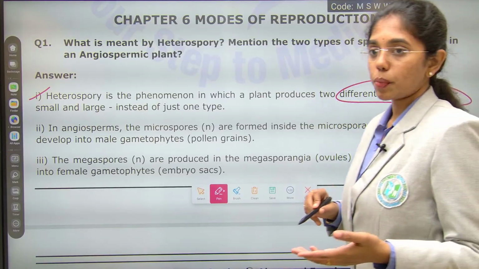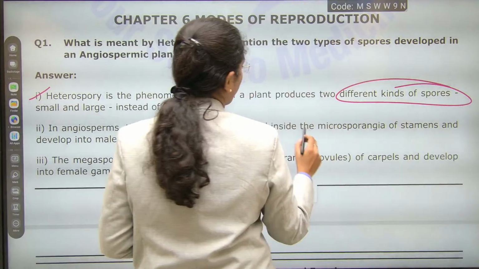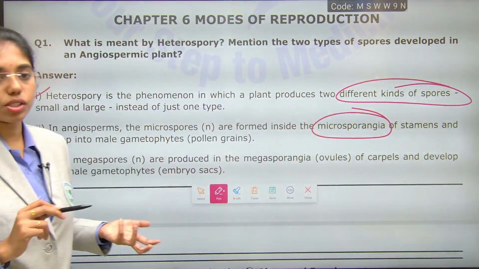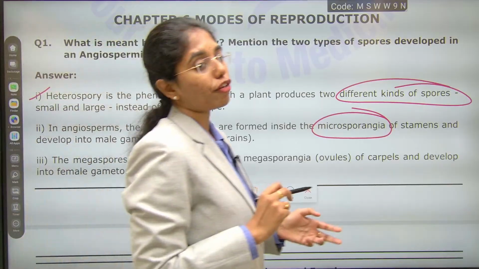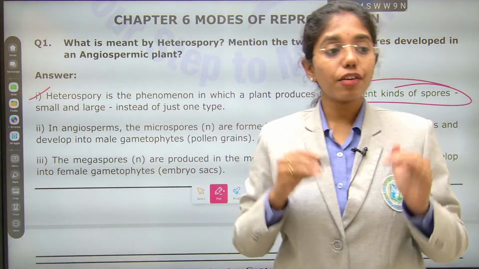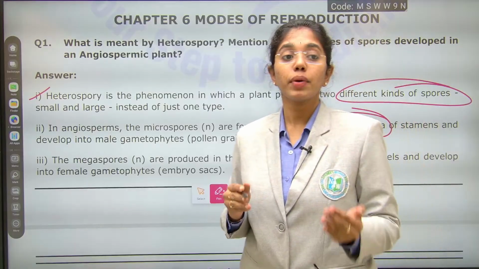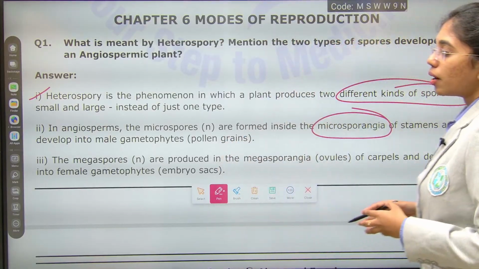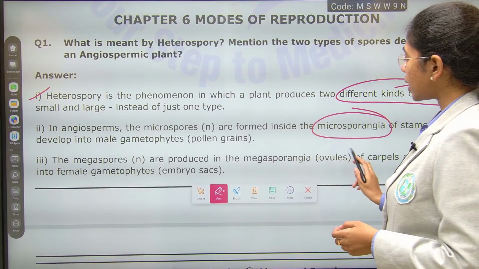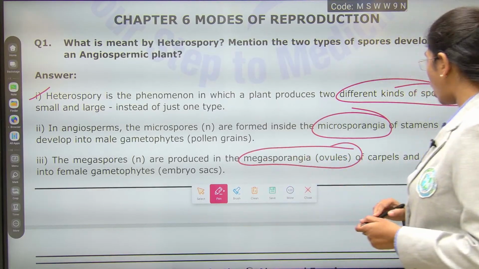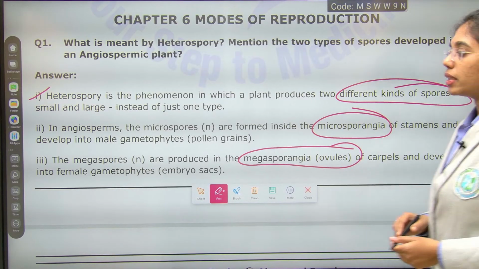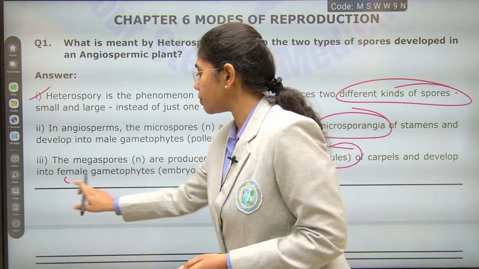In angiosperms, microspores are formed inside what? Microsporangium of stamens. We have learned clearly the structure of the microsporangium, inside which microspores are formed under microsporogenesis. Next is megaspores. These are produced inside the megasporangia of carpels, and they develop into female gametophytes, which is the embryo sac.